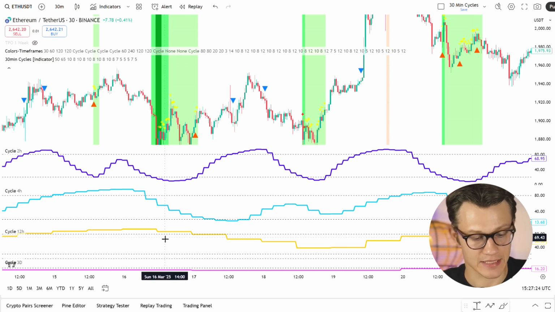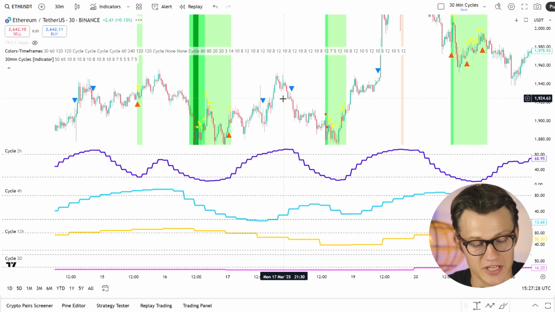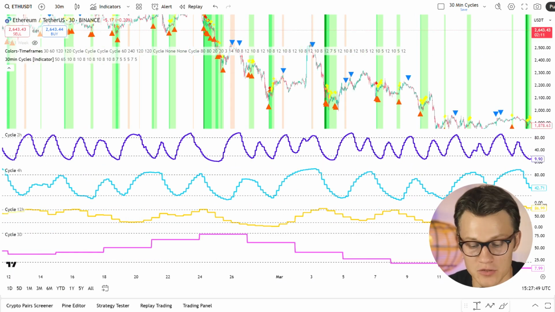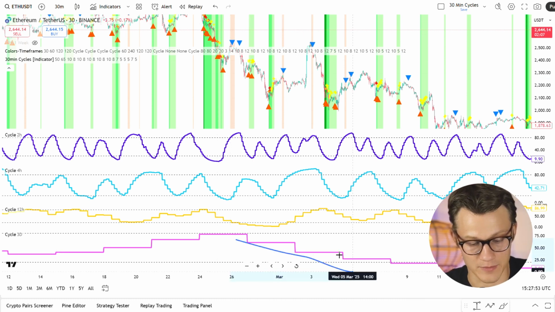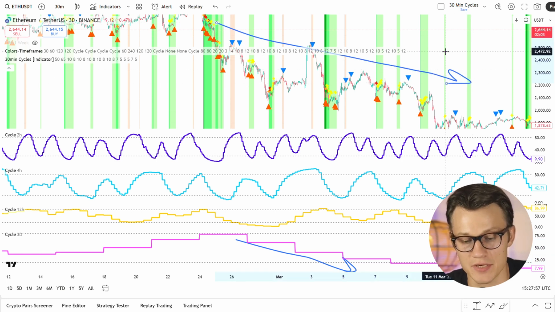Now, the last cycle that I wanted to present is the 3-day cycle, which shows a general mid-term trend. It shows where the market is moving within the next 2 weeks. I usually tend not to long whenever the 3-day cycle is falling, because a falling 3-day cycle usually means bearish conditions. This is bearish conditions.